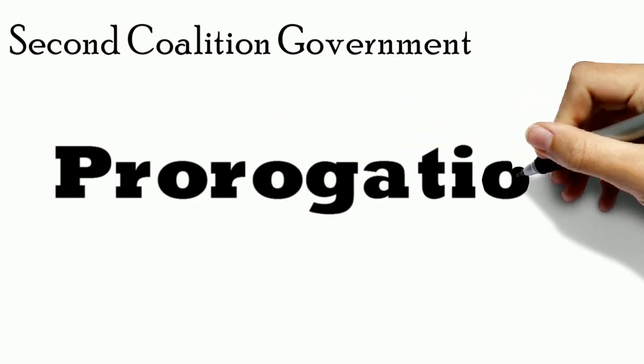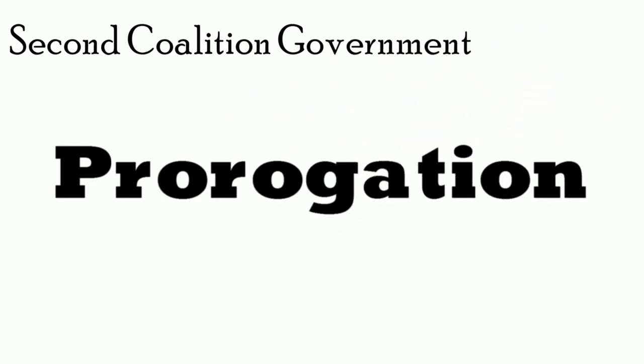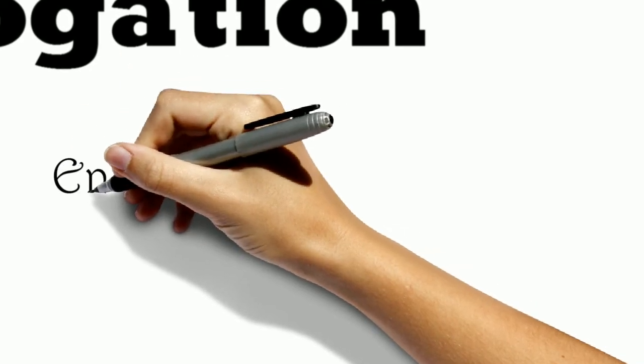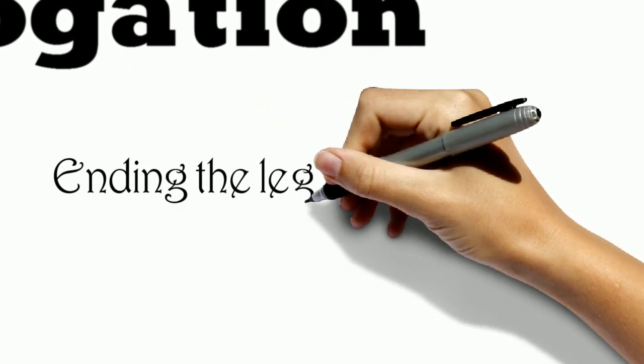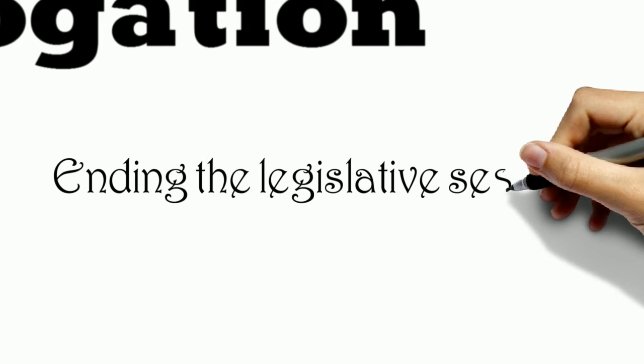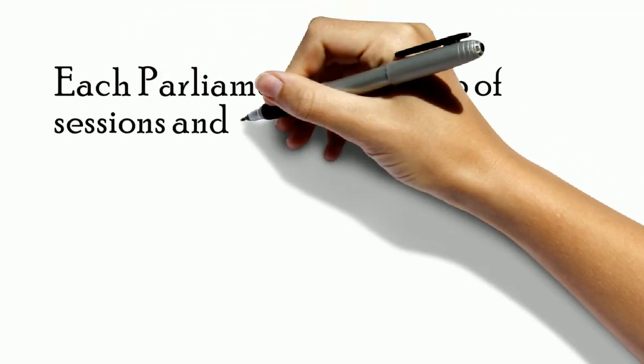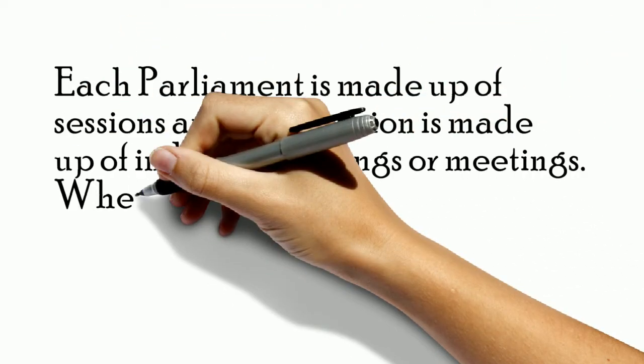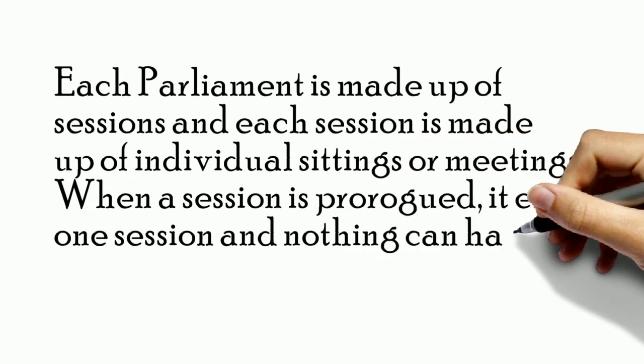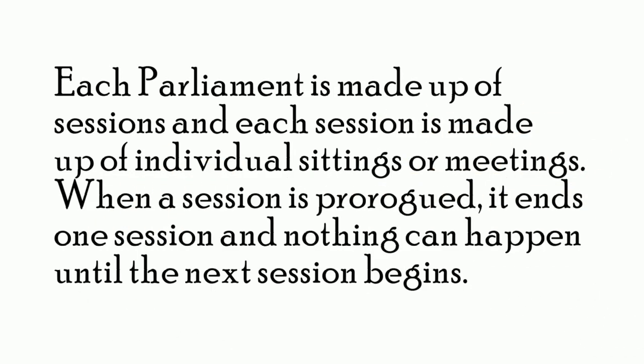Have you ever heard of the word prorogation? Well, prorogation is a fancy word for ending the legislative session. o.canada.com explains each parliament is made up of sessions, and each session is made up of individual sittings or meetings. When a session is prorogued, it ends one session, and nothing can happen until the next session begins. Prorogation stops government bills in their tracks and dissolves committees. You're probably thinking, how does that relate to coalition government?